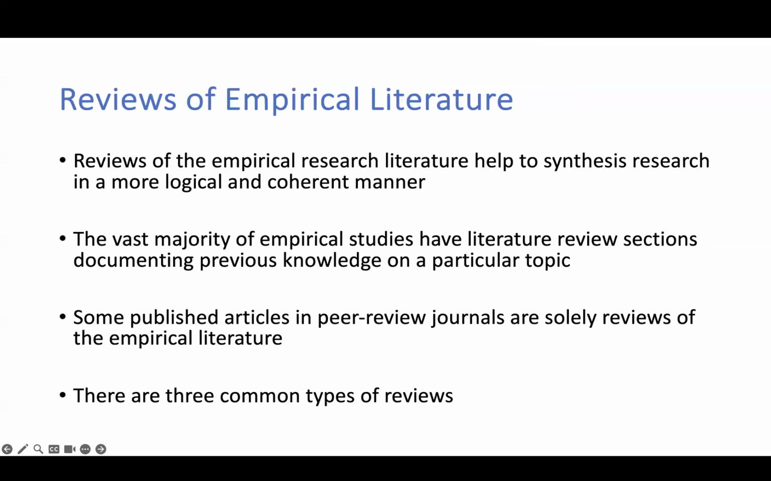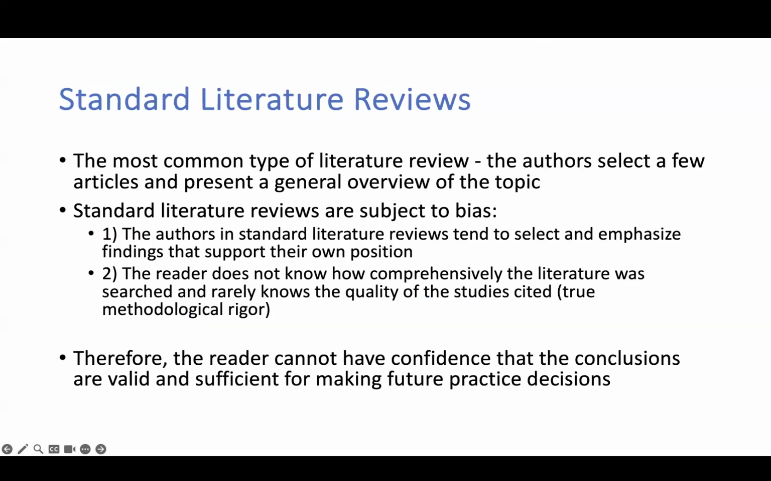Empirical literature reviews play an important role in research by synthesizing existing knowledge on a specific topic. The literature section in a paper just documents previous knowledge on a particular topic. So we can talk about three types of review. The first is the standard literature review. It is very common, but it suffers from bias. It lacks methodological rigor and a comprehensive literature search. This highlights the importance of systematic and scoping reviews. Both of them aim for objectivity, inclusiveness, and reproducibility, setting a higher standard for literature synthesis in social work.